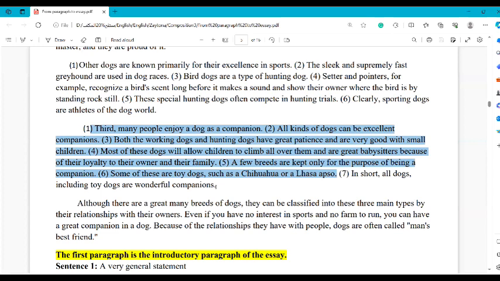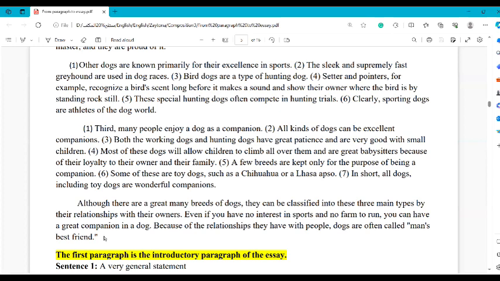Is it clear? Great. And we have a conclusion as a summary, or you can add your opinion, your point of view, to the conclusion. Although there are a great many breeds of ducks, they can be classified into these three main types by their relationships with their owners. Even if you have no interest in sports and no farm to run, you can have a great companion in a duck. You see, this is the concluding paragraph. So you can write in your concluding paragraph a summary of the whole essay, or you can add your opinion.